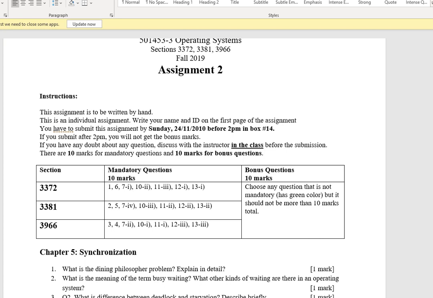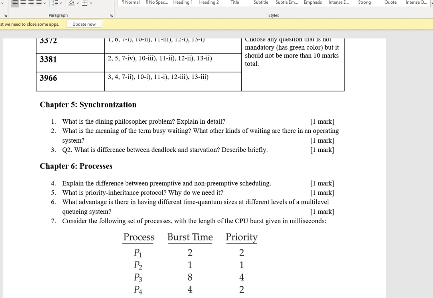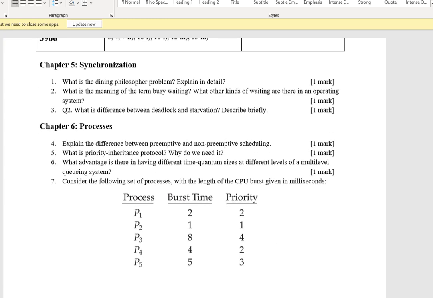There are many questions, about 18 questions, and I cannot solve all of them, but at least some, and the similar questions you can solve yourself. So we start with the first question, which is from chapter 6. Okay, the short questions you can find the answer in the book.